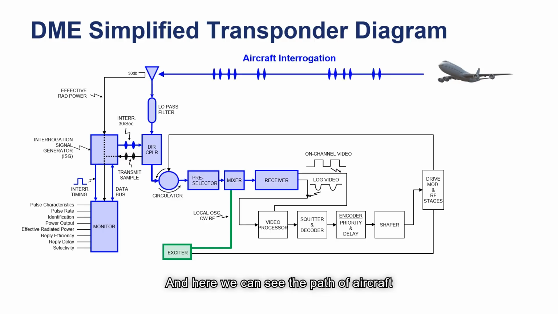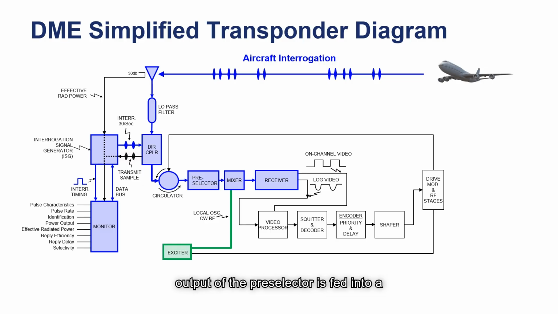And here we can see the path of aircraft interrogations coming through the antenna, the low-pass filter, and the directional coupler. They then pass through a circulator in this example, while some DMEs could potentially use a transmit-receive switch, or TR switch, to route the signals to the receiver and transmit signals back to the antenna. A preselector narrows the band pass to plus and minus 5 MHz around the receive frequency. This filter usually has tunable cavities which allow for the frequency to be changed.